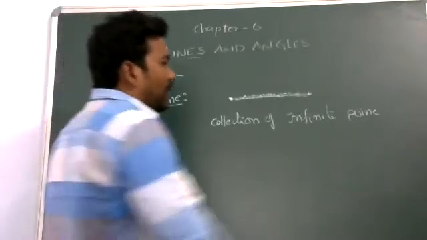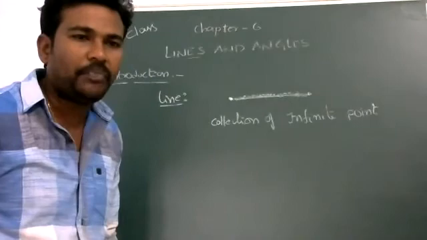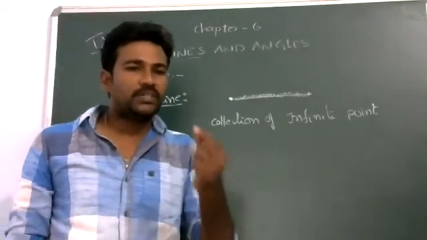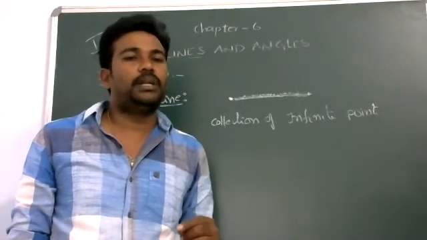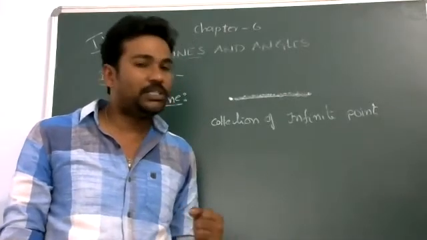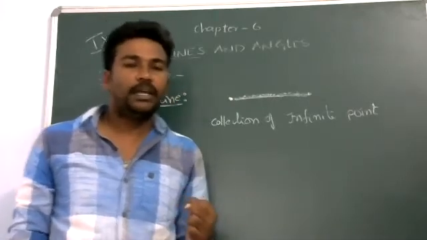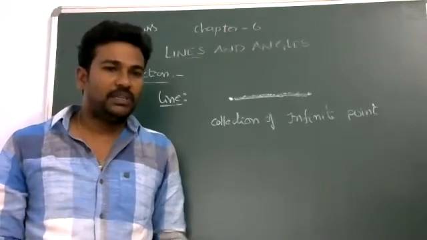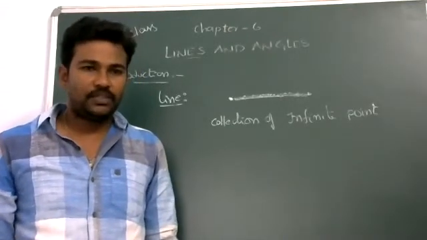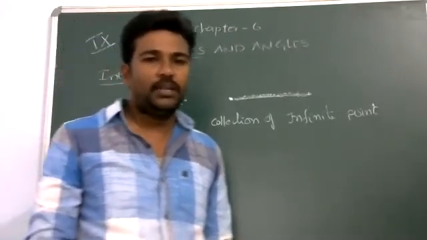Then what is meant by a point? A point means a dot with no dimension. A dot with no dimension is called a point. A point is always represented by capital letters. The point has no dimensions. Dimensions means length, breadth, width, height, whatever it may be. There are no dimensions for a point.